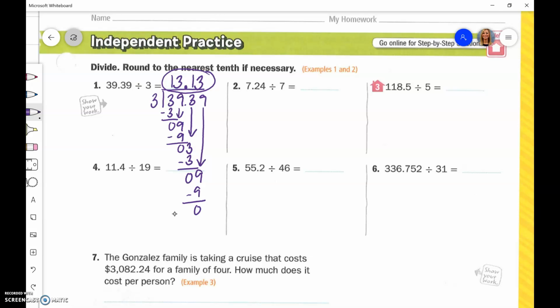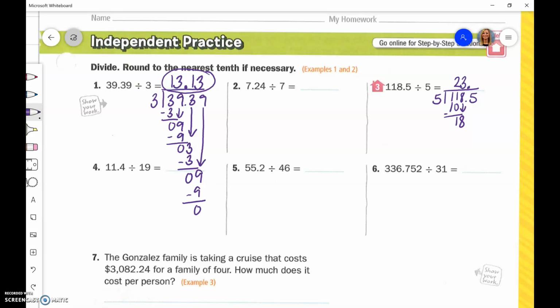All right, let's take a look at this next one. 118 and 5/10 divided by 5. I'm going to go ahead and put my decimal point up there. I know if I have 11, I can make 2 groups, which gives me 10. I'm going to subtract. 11 minus 10 is 1. Bring down the 18. If I have 18, how many groups of 5 can I make?